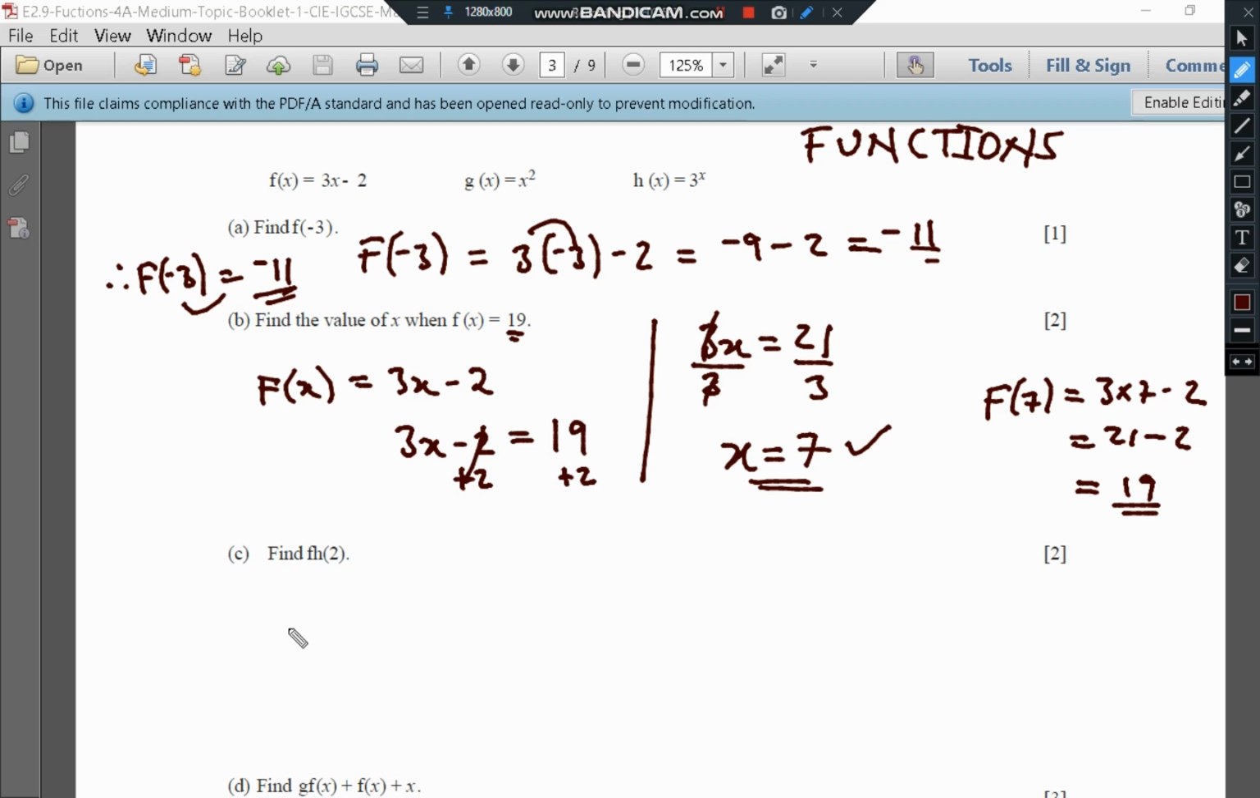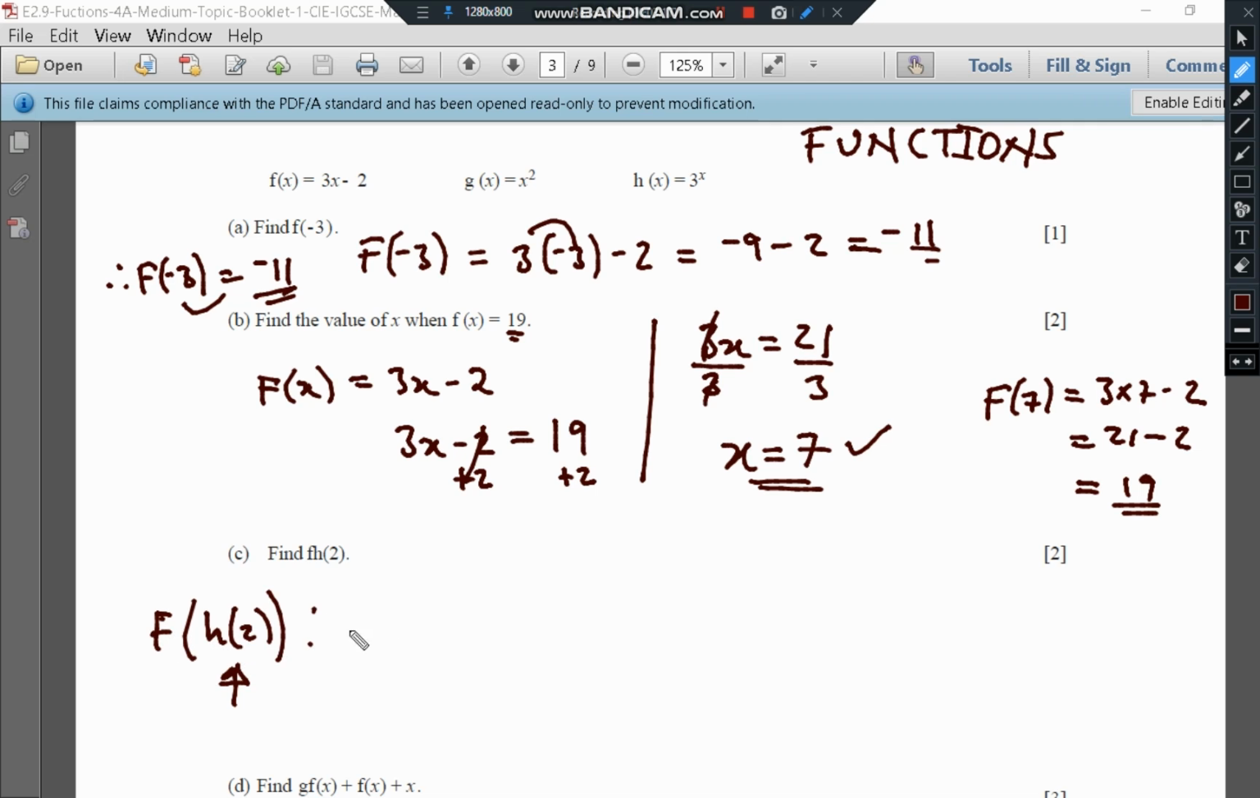Now let us look at part C here, which says find f of h of 2. So now this is the same as writing f of, then you say h of 2. What this means, as I've been saying in the previous videos, is to first find the function h of 2. Then the answer that we're going to find, we are going to put it in the function of f.